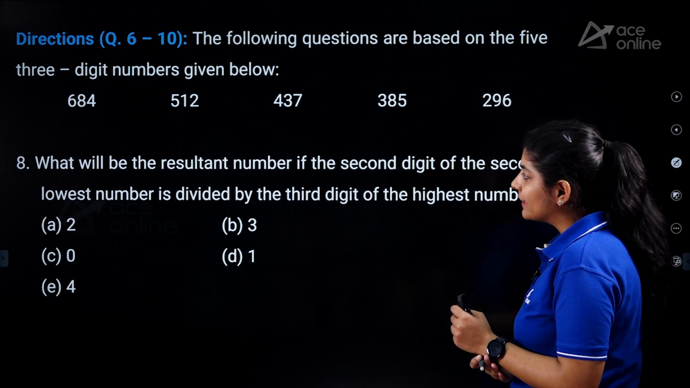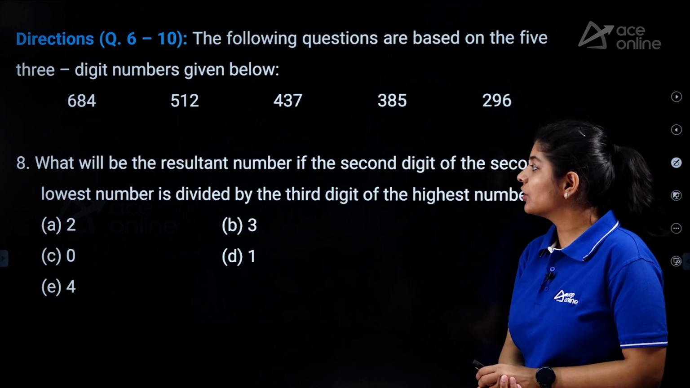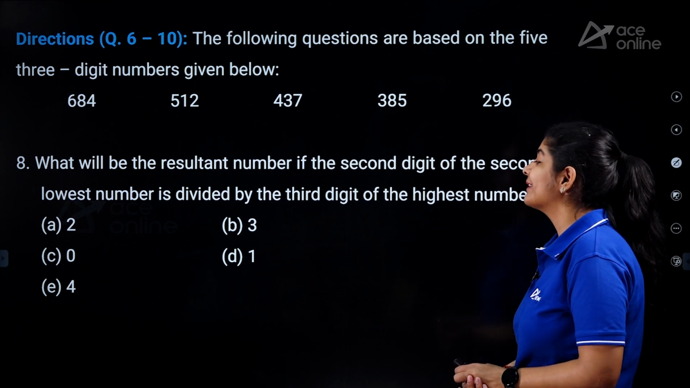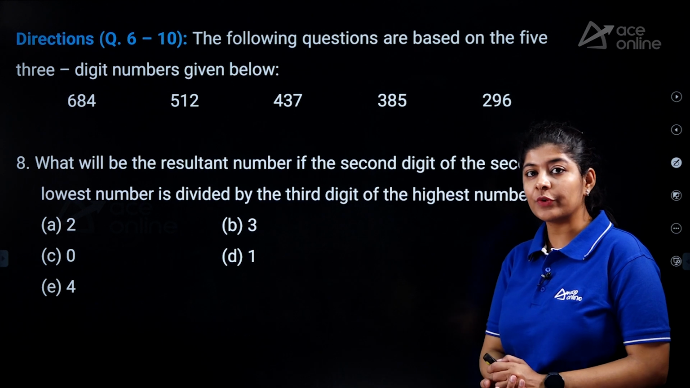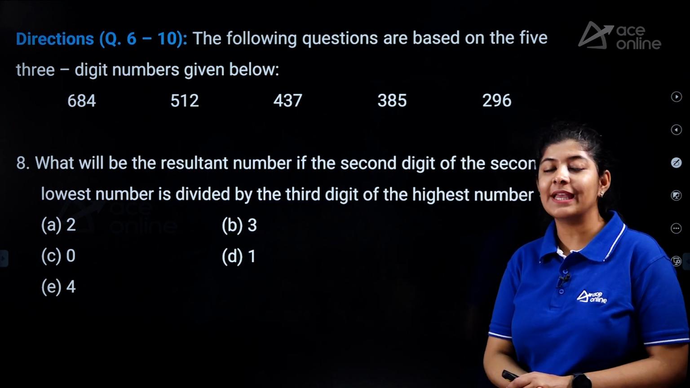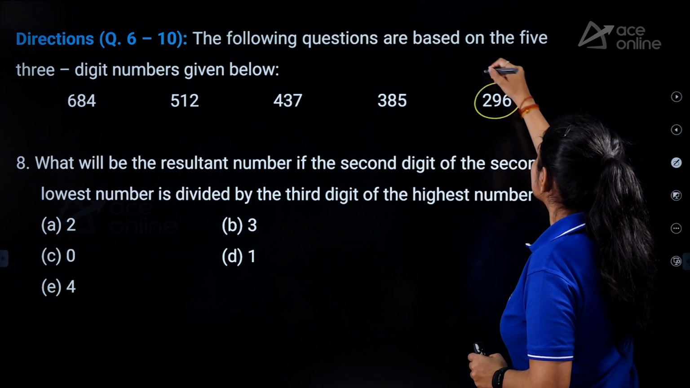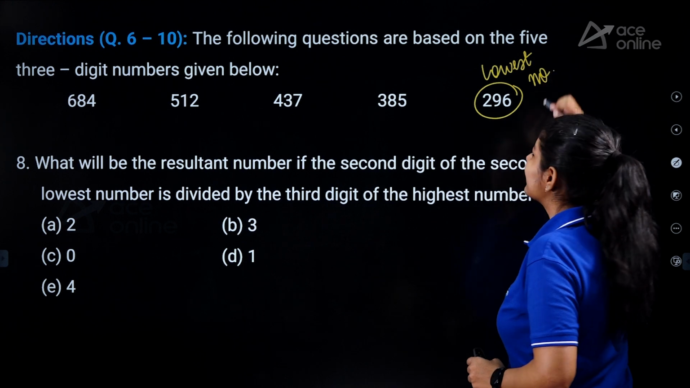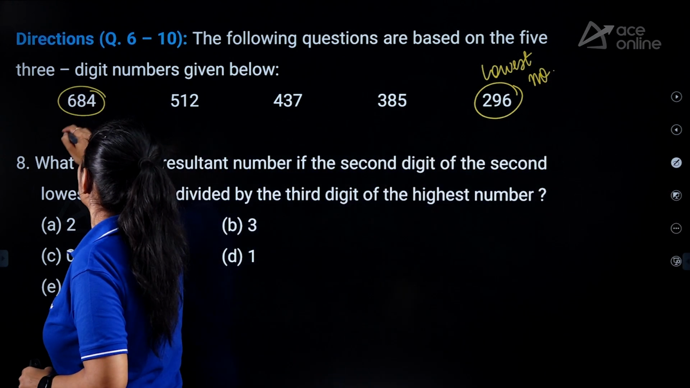What will be the resultant number if the second digit of the lowest number is divided by the third digit of the highest number? So first we need to find out the lowest number as well as the highest number. If we see this, we can easily say that this one is the lowest number and this one is the highest number, right?